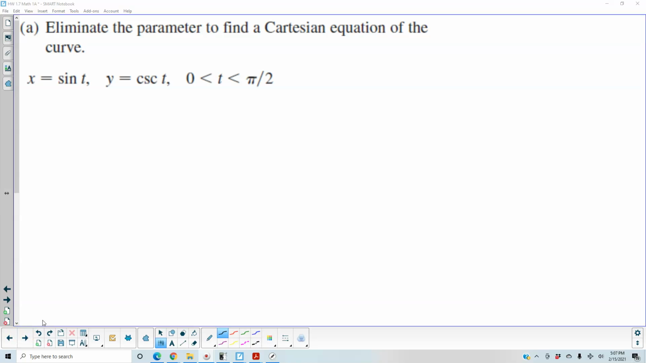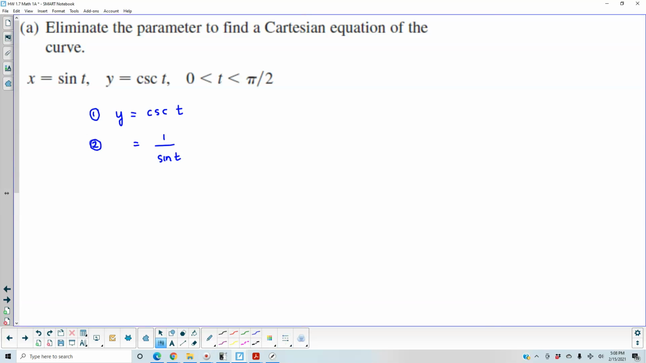In part A, we want to eliminate the parameter to find a Cartesian equation of the curve. So we know that x is equal to the sine of t. And we know that y is equal to the cosecant of t. But what do we know about the cosecant of t? We know that that's equal to 1 over the sine of t.